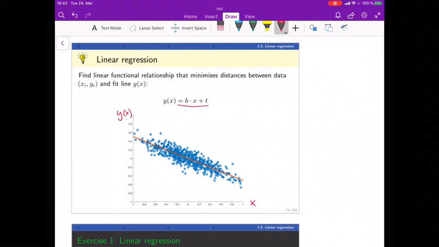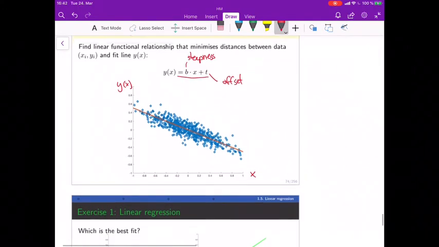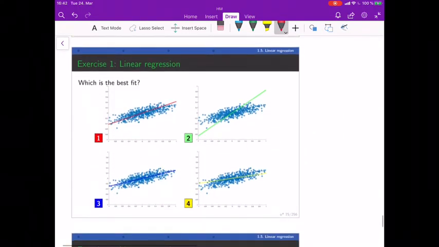So b is the steepness and t is my offset. That's what we want to find. First of all, I'm just giving you 4 examples of fit lines, and you have to choose which one is the best fit.